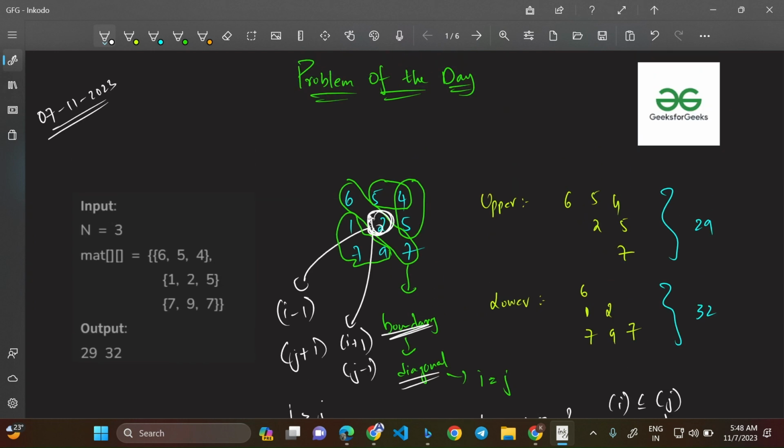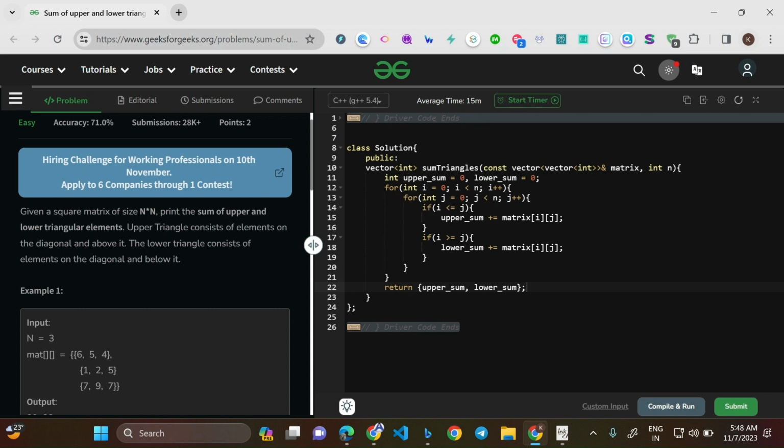That is the reason, if you go through the code, first we have taken two variables, upper sum and lower sum. If I is less than or equal to j, it belongs to the upper sum part. If I is greater than or equal to j, it belongs to the lower sum part, and finally we return it. Very simple code. I hope you understood this explanation. Just a small logic, either I less than or equal to j or I greater than or equal to j.